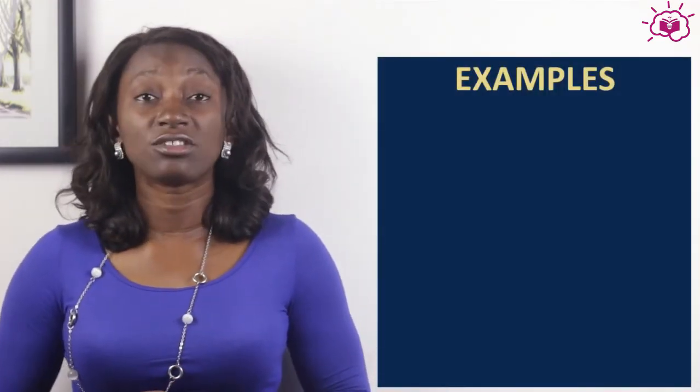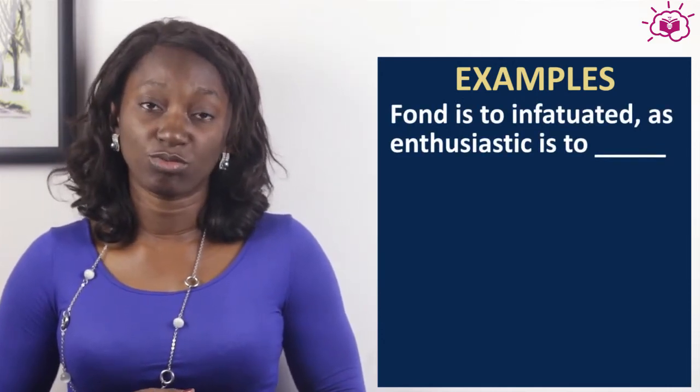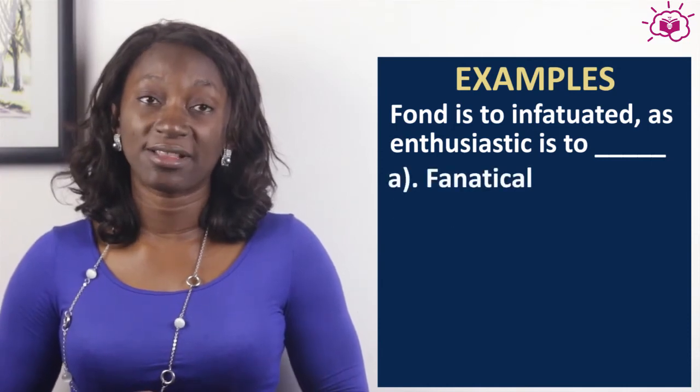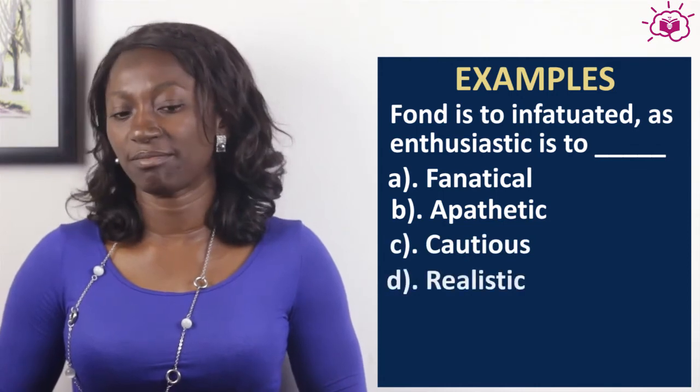In another instance, a pair of shorts is an item of clothing with 2 legs that are shorter than the length of trousers with 2 legs. Hence, you can see the degree. For example, look at this question. Fond is to infatuated, as enthusiastic is to dash. A, fanatical; B, apathetic; C, cautious; or D, realistic.